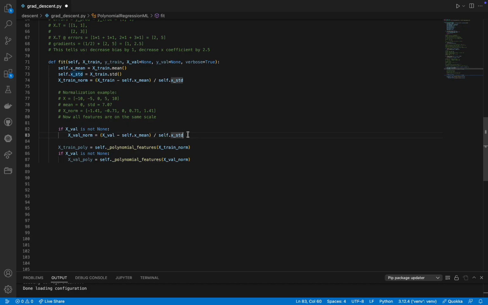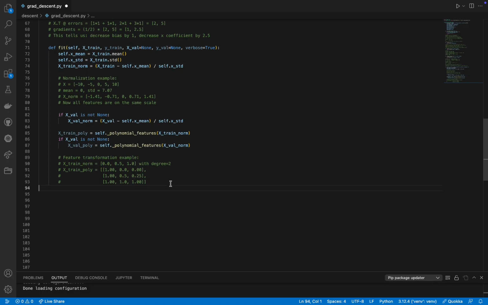After normalization, we transform our data into polynomial features. We call self.polynomial_features on the normalized training data and store the results in X_train_poly. If we have validation data, we do the same transformation on it. For example, if X_train_norm contains the values 0, 0.5 and 1.0 and our degree is 2, then X_train_poly becomes a matrix where the first row is 1, 0, 0, the second row is 1, 0.5, 0.25, and the third row is 1, 1.0, 1.0. Each sample now has 3 features instead of 1.